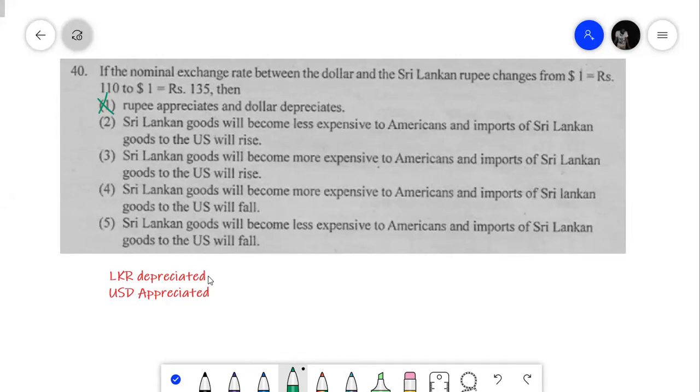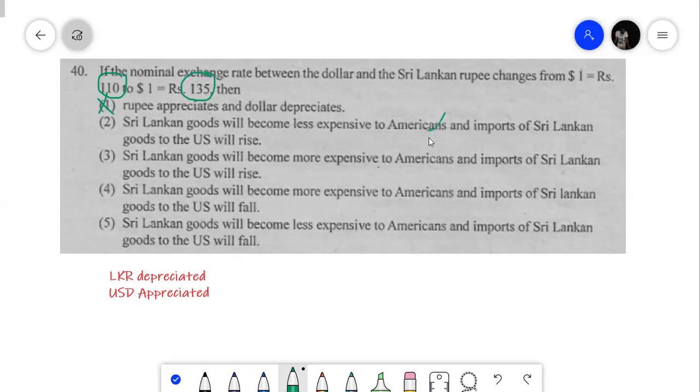Yes or no? Our LKR has depreciated. Now, if you look at a US guy, earlier from $1, if he bought 110 rupees worth of goods, now from $1 he can buy 135 worth of goods. So for him, what has happened? It has become cheaper. So Sri Lankan goods will be less expensive to Americans. Yes, it has become cheaper.